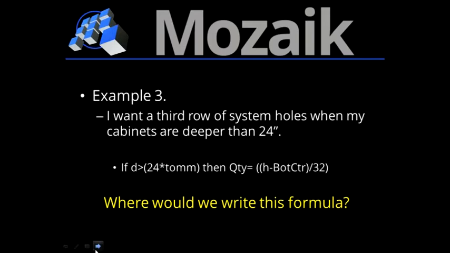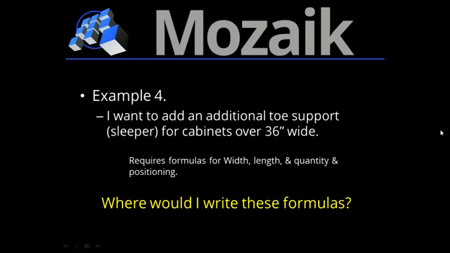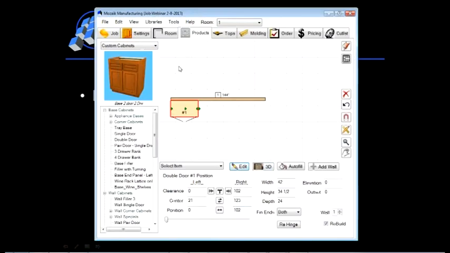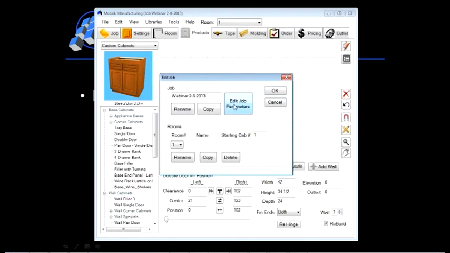And so let's move on to our next example. In this example, we will look at adding a part to the cabinet that will come into play as the size of the cabinet changes. So for example, if I wanted to add a sleeper or an additional toe support underneath every cabinet that's over 36 inches wide, well, that requires a lot of different formulas because we have to define the width of the part, the length of the part, quantity, and positioning. So we're going to go out to the custom parameters and we'll create that new part.